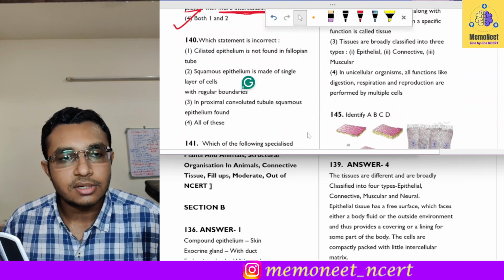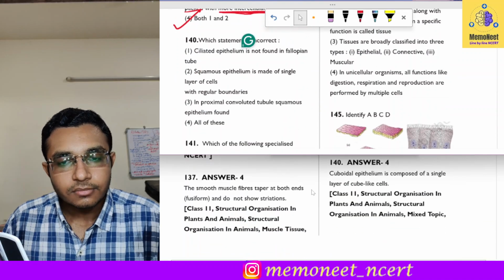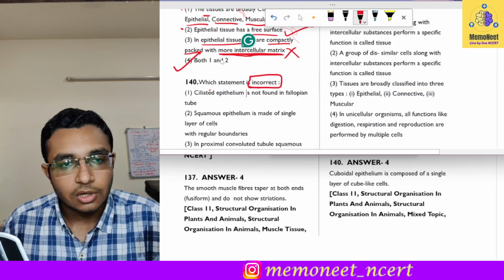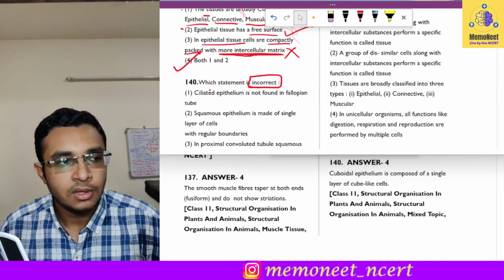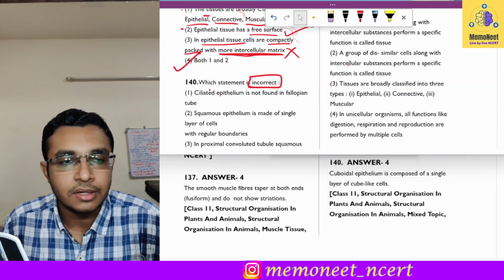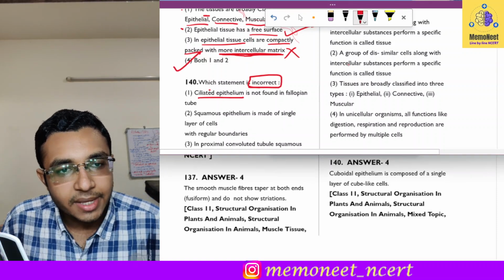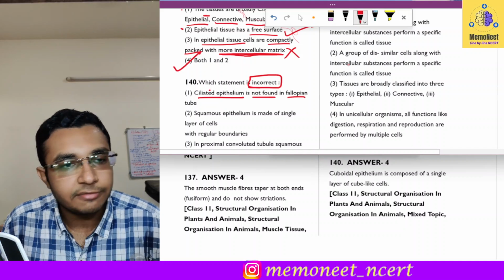The next question is question 140. It states: which statement is incorrect? Among the following 4 statements, we have to find the incorrect one. So let us see the statements one by one. The first statement is the ciliated epithelium is not found in the fallopian tube.